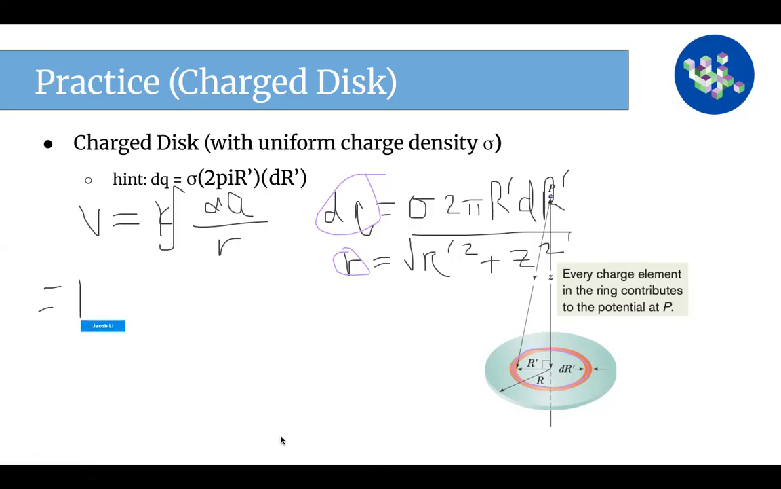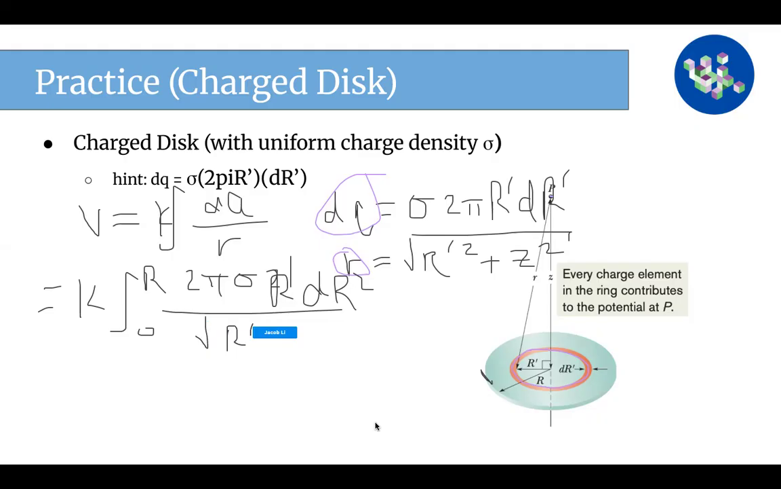Okay, so you plug this in. Now the variable is r prime, and r prime, the radius, goes from 0 to the entire radius of the disk, which is R. So you do this, and then you just plug in the numbers. So 2 pi sigma, r prime dr prime divided by square root of that.